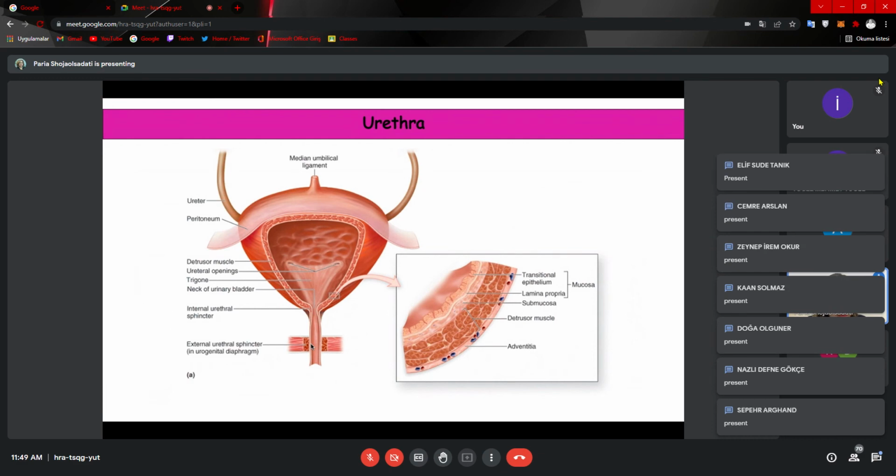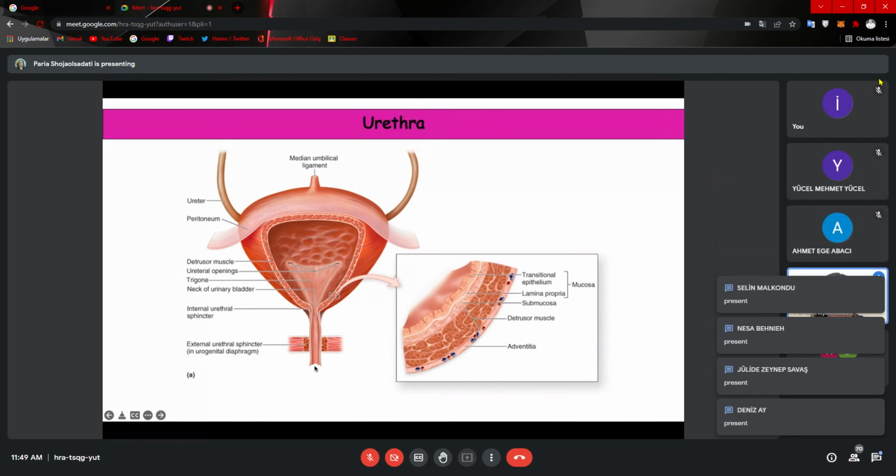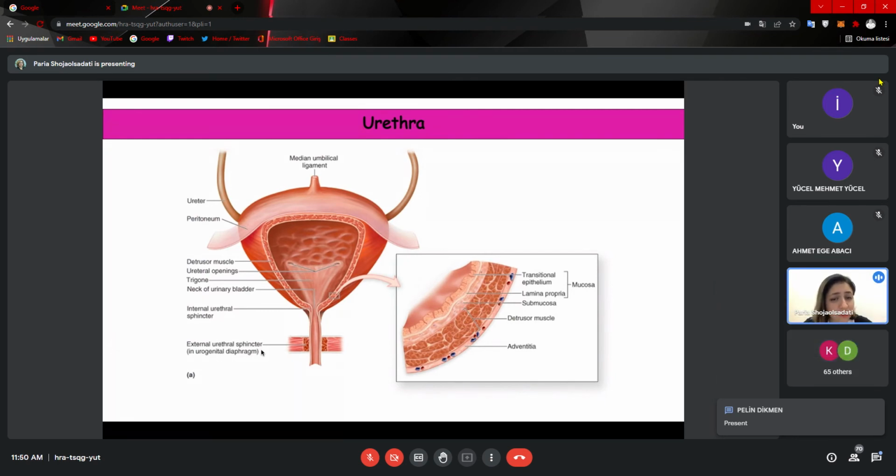The urethra, as I mentioned before, the location of the internal urethral sphincter is the same. It's located at the level of the neck of the vesica urinaria, surrounding the initial part of the urethra in both genders, and the external urethral sphincter is located in the urogenital diaphragm in both genders.